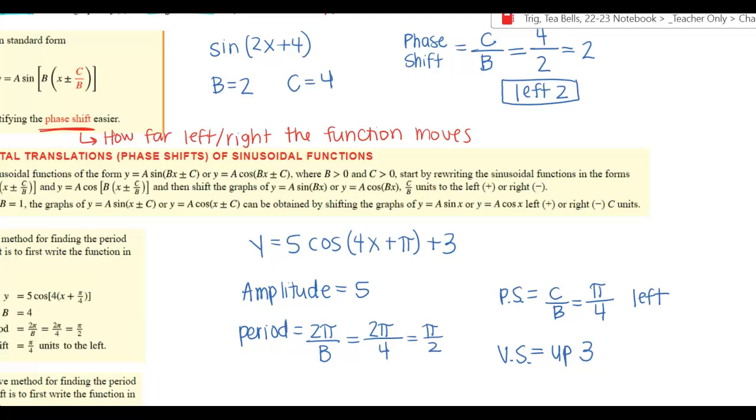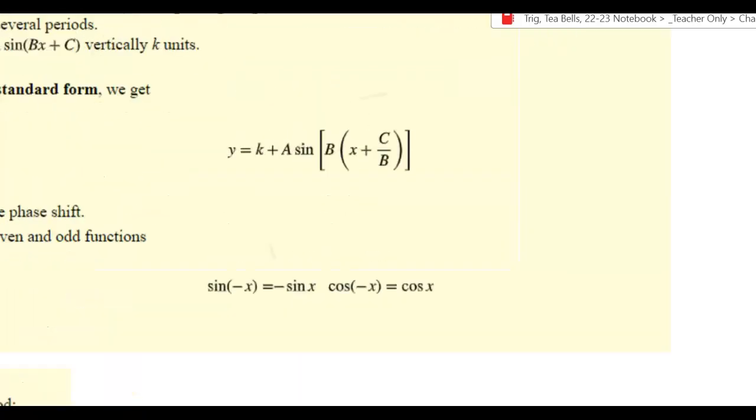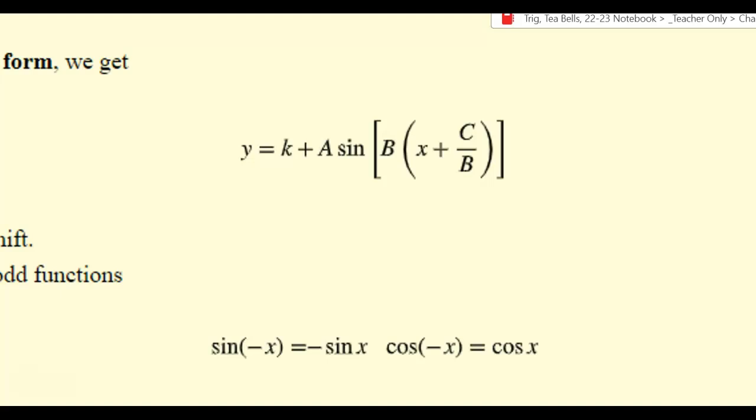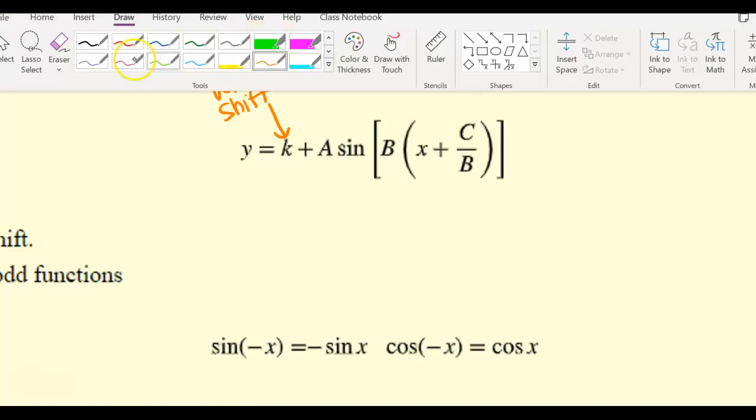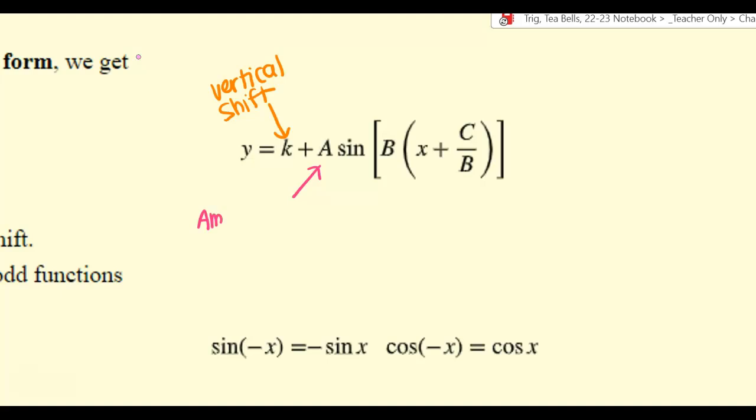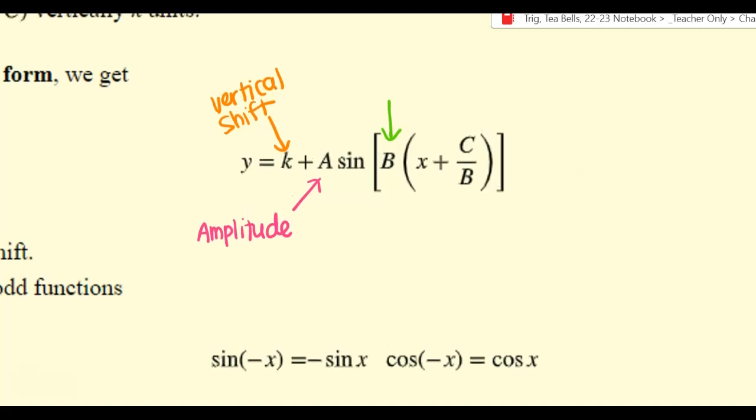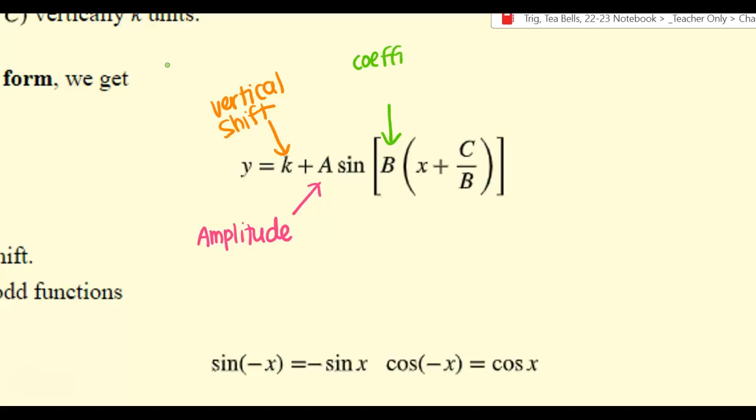Let's put this all together and color code it a little better for ourselves. Remember, k, whatever we're adding or subtracting to the entire function, is our vertical shift. A is nice, it already starts with the letter A. A is going to be our amplitude, whatever is being multiplied on the outside of the function. Next up is B. B is going to affect the period. It's technically just called the coefficient of x, and it determines our period, which is 2 pi over b.